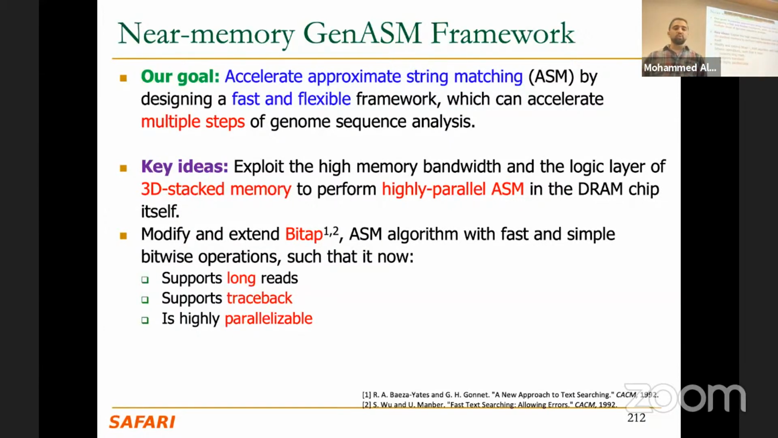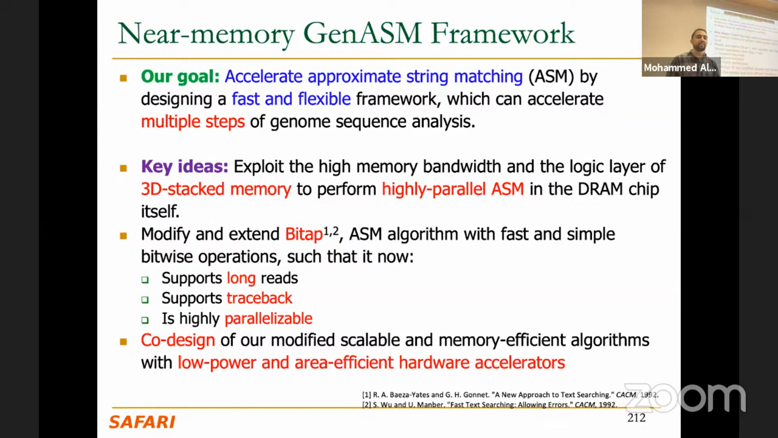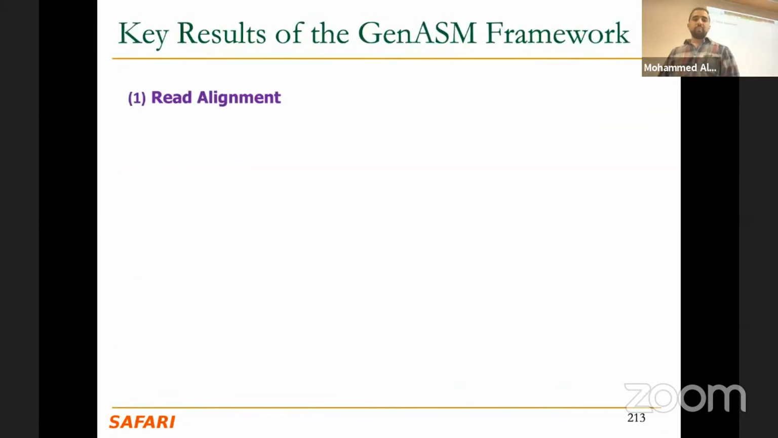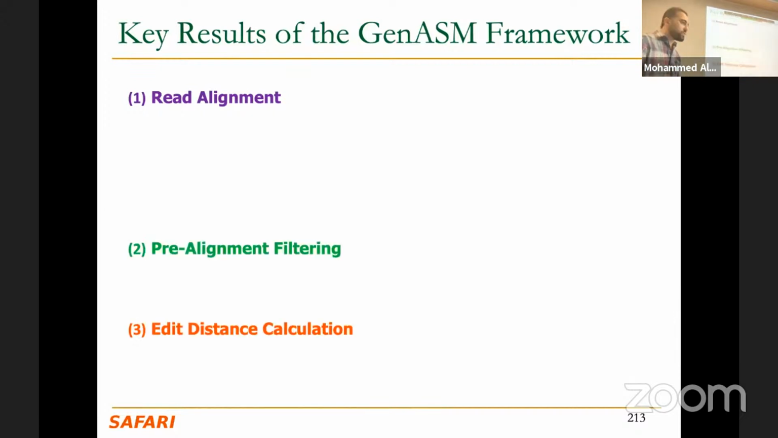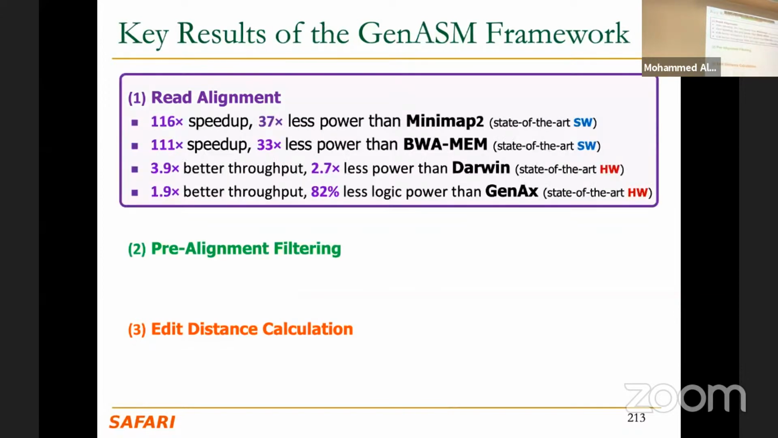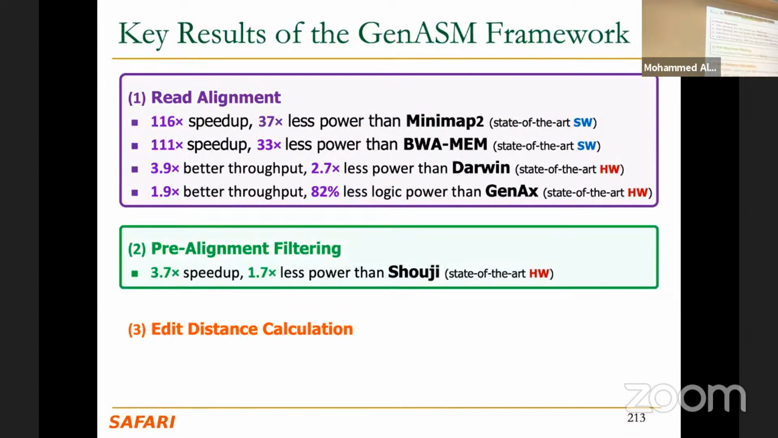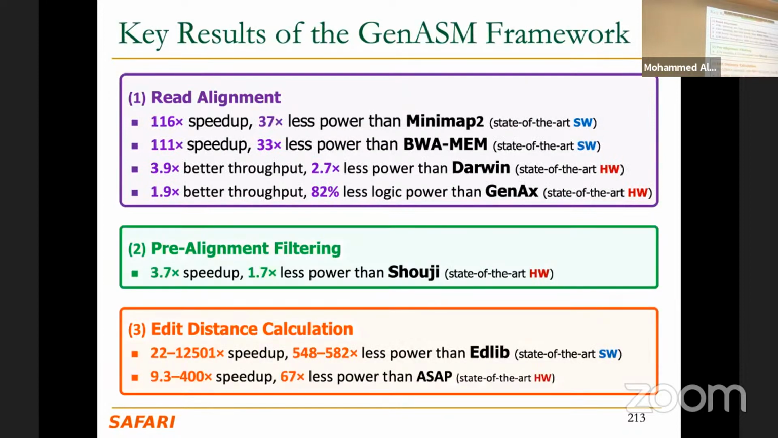So we are trying to solve all these three issues in this design and then co-design the modified version of the algorithm along with the processing inside memory. The results were very significant for three use cases: read alignment, pre-alignment filtering, and edit distance calculation. Even compared with Darwin and GenAx, where GenAx, for example, is an ASIC design, and Darwin is ASIC and FPGA, you can see improvement even compared with those.